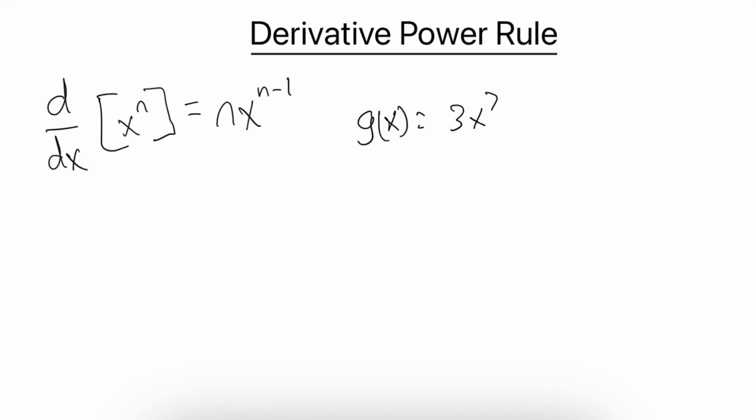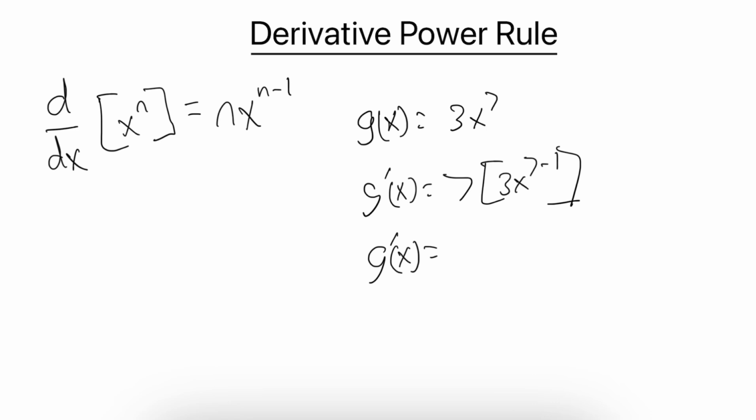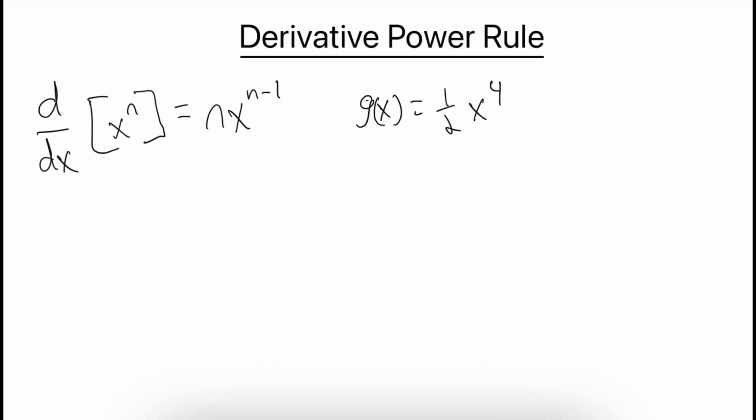Now we have g of x equals 3x to the power of 7. So g prime of x equals, our n is 7, 7 times 3x to the power of 7 minus 1. So g prime of x equals 7 times 3 is 21, x, and 7 minus 1 is 6. So 21x to the power of 6 is our final answer.